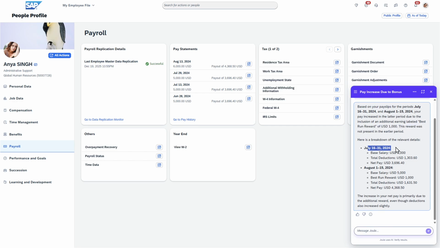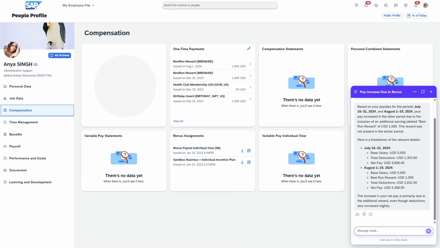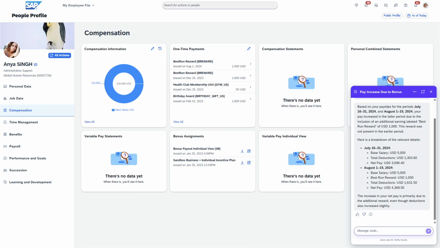It has my previous payroll, base salary, no best run reward, deduction, net pay. In the current period, 5,000, I have this additional 1,000, and here's my net pay. And so I can actually see that because the place I entered it was right here. I got this best run reward, $1,000, August 1st.